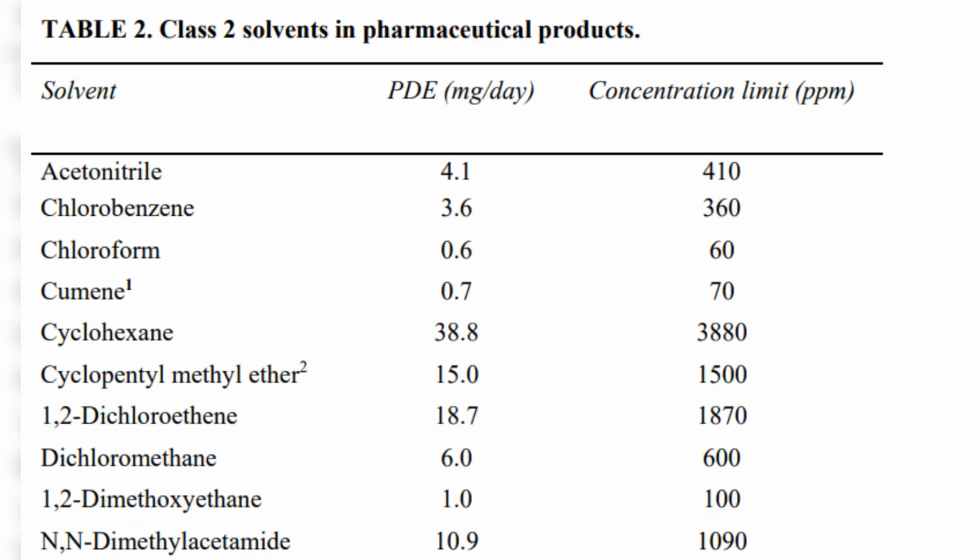Class 2 solvents are not as harmful as Class 1 solvents, but they still have inherent toxicities that should be limited in pharmaceuticals. They should be used in pharmaceutical manufacturing only when necessary and when no safer alternative is available. Their concentrations should be limited to established permitted daily exposure levels. The examples of Class 2 solvents are acetonitrile, chloroform, methanol, methylene chloride, tetrahydrofuran, etc.